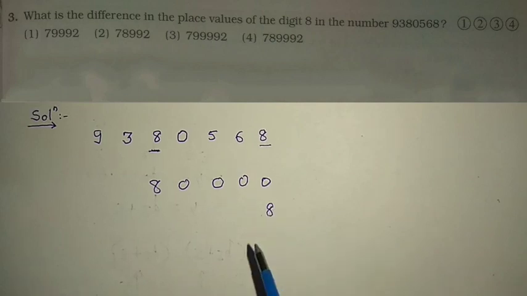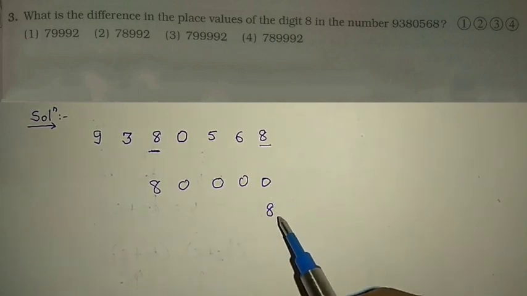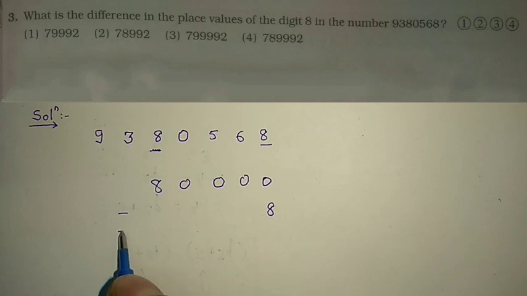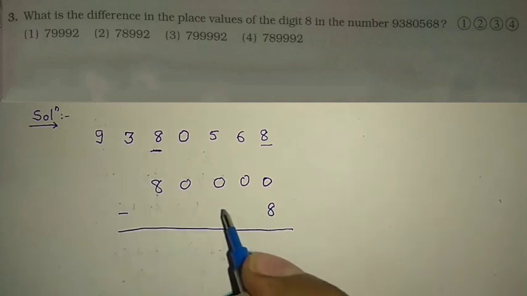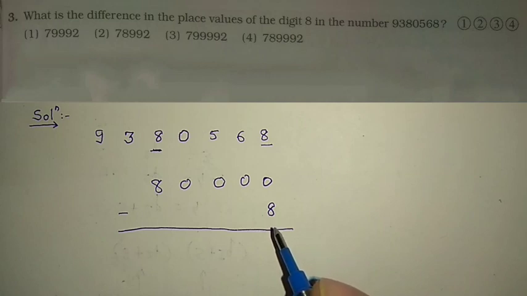So we have to find the difference between 80,000 and 8, and difference means what? You have to do the subtraction. Difference means minus. If you subtract 8 from 80,000, we will get the difference between the place values.